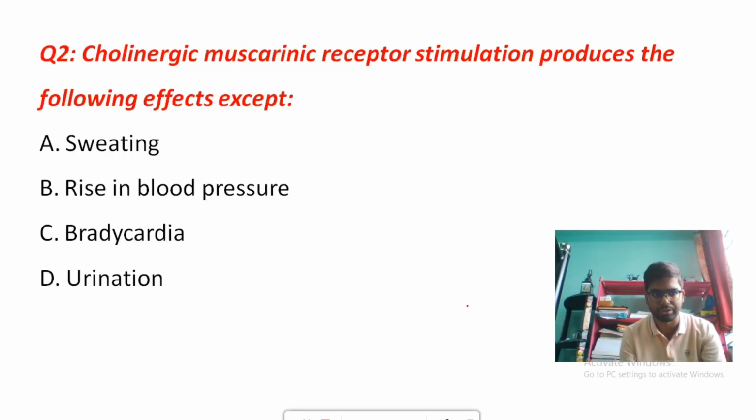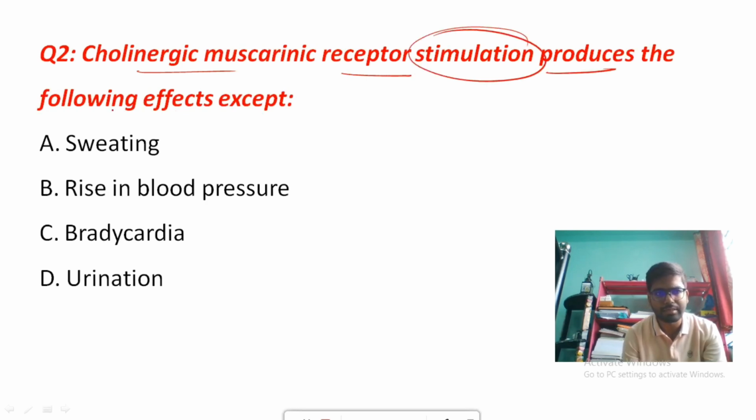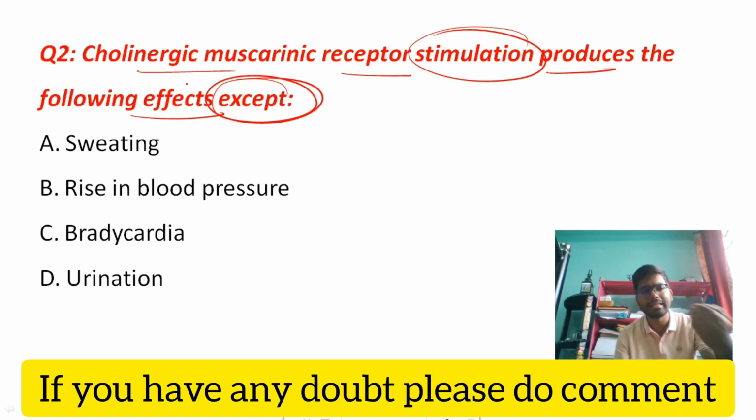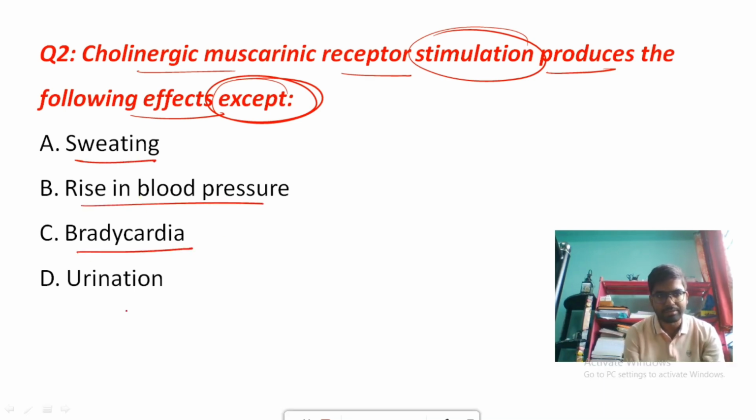Then coming to the next question. Cholinergic muscarinic receptor stimulation produces the following effects except. So the question asks what is not the function of your cholinergic system. Upon activation of the cholinergic system, what is not the function? Option A, sweating; option B, rise in blood pressure; option C, bradycardia; option D, urination.